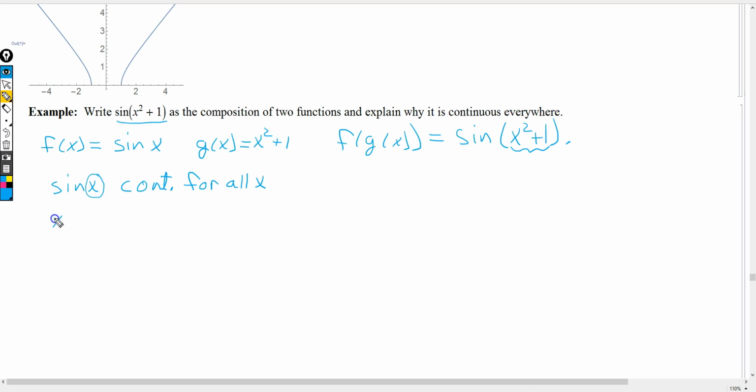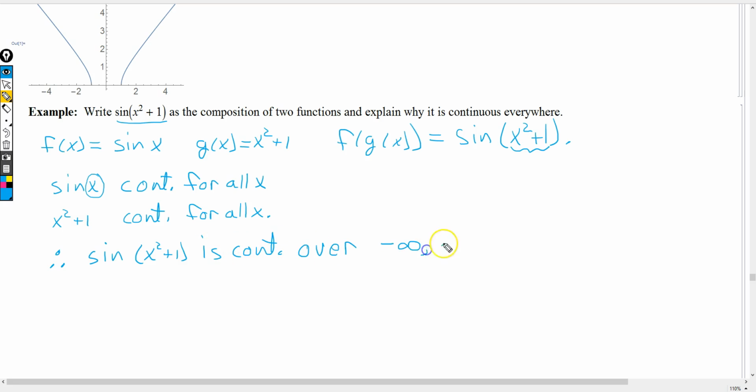And also, x squared plus 1, well, of course, that's also continuous for all real numbers x as well. And since there is no restriction on what we can put in for the sine function with respect to its continuity, therefore, the sine of x squared plus 1 is continuous over -infinity to infinity. Okay. And that completes our discussion about properties of continuity.